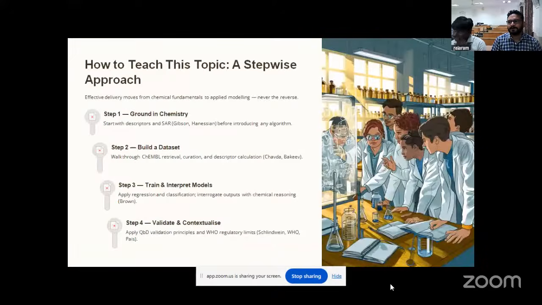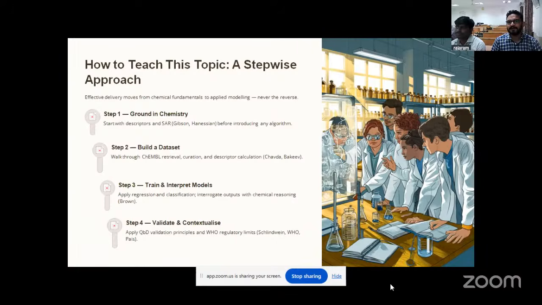Now coming to the important thing: as it is a new syllabus, how to teach this topic. Students are using AI in various fields, so we have to decide how to make them understand at the ground level, that is, in our classroom. Step one is grounding in chemistry. Students should have minimum ground level knowledge, like IUPAC names, or it may be in SMILES form. For that, I have already given Gibson and Hansen, who have nicely written books on that, with page numbers I have already mentioned.